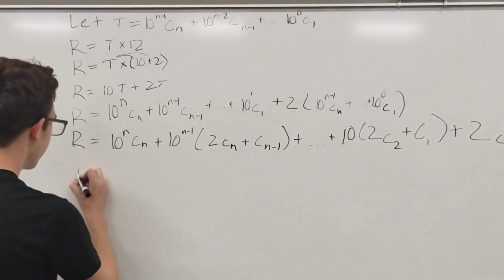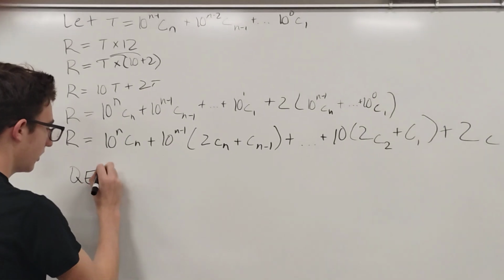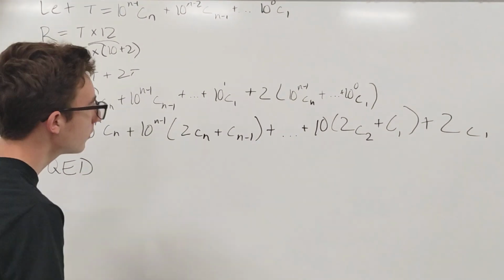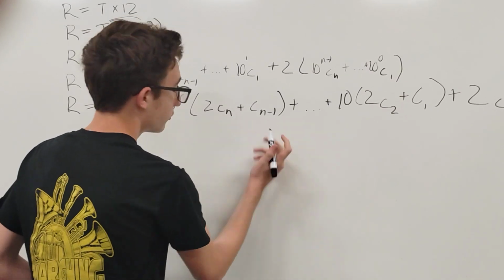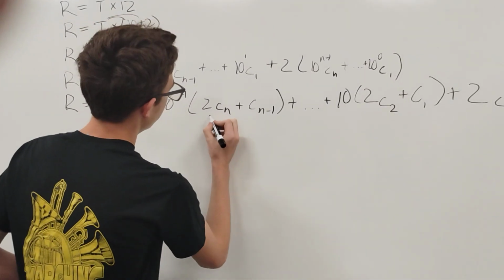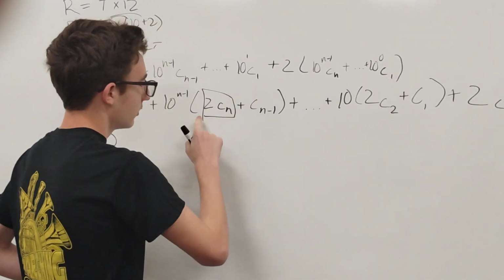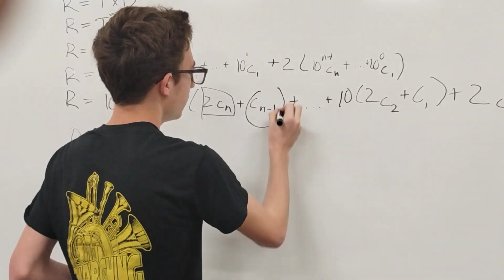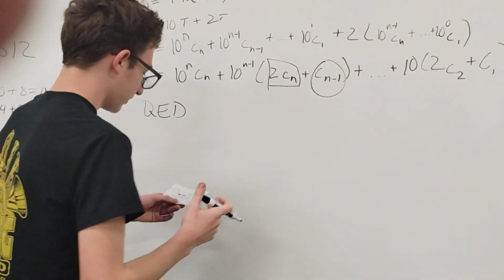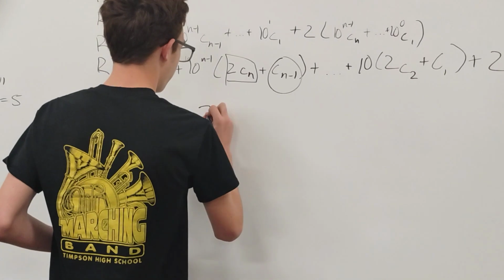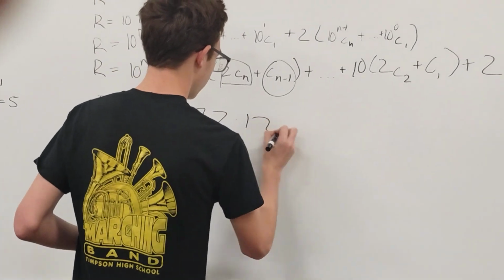So this is the end of our proof, and we should look at the rule. So the rule for multiplying by 12 is you start from the rightmost digit, and you double the digit, and then you add the neighbor. So let's look at an example of this. We'll take 37 times 12.